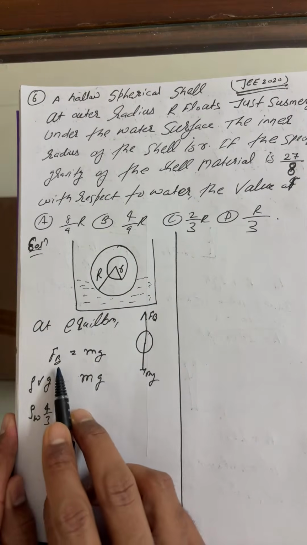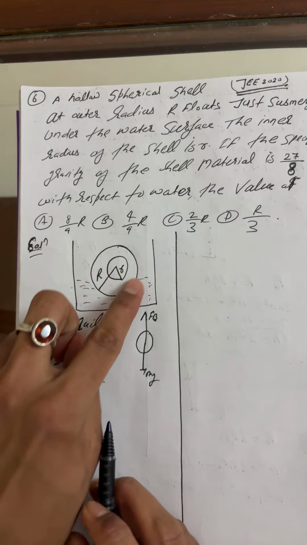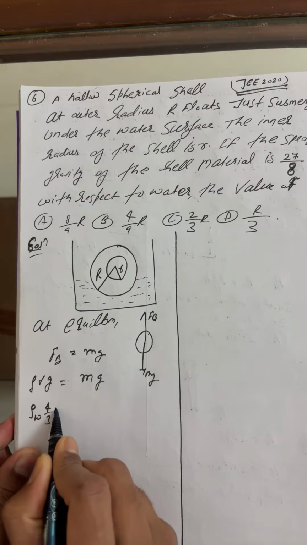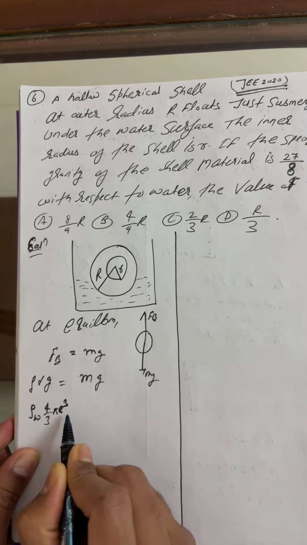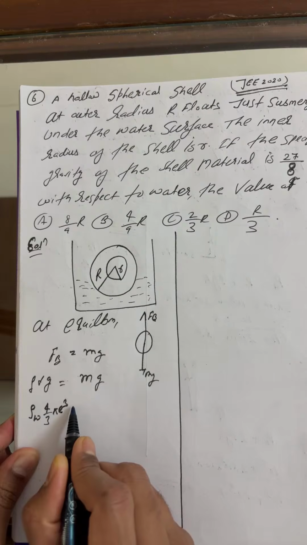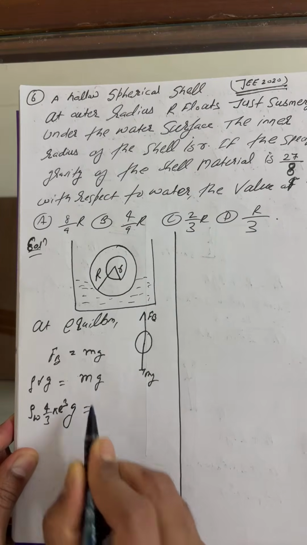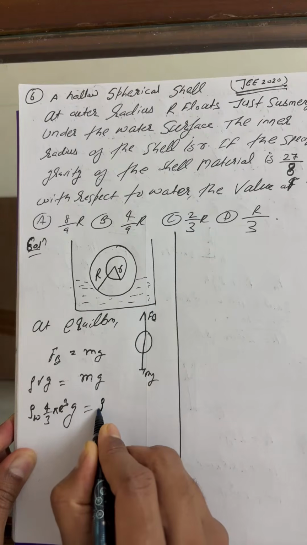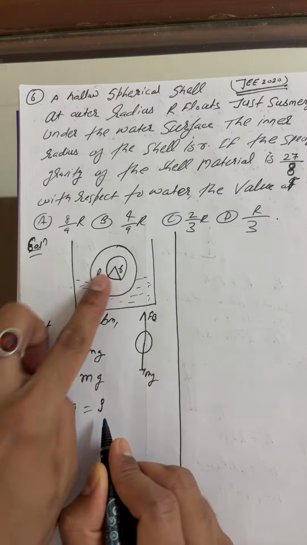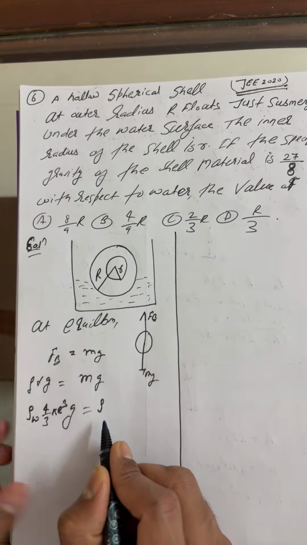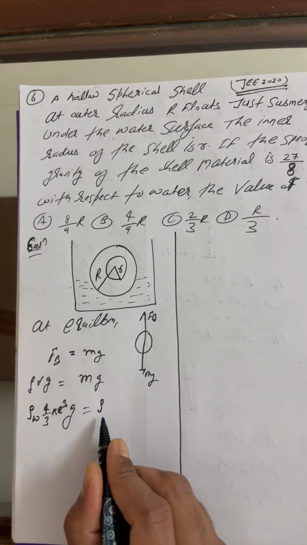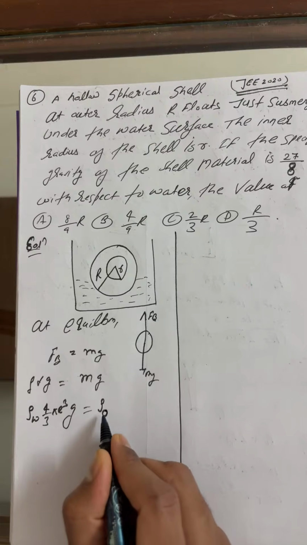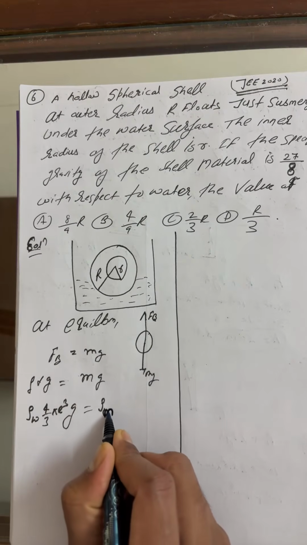So for the buoyancy force, you can take the volume of only the sphere, not the cavity, or you can say the inner part as well. So 4 by 3 pi R cube into g. For the mass, you can write density into volume. So the density of the material, you can take care if something is mentioned or not. You can take this as the density of material.